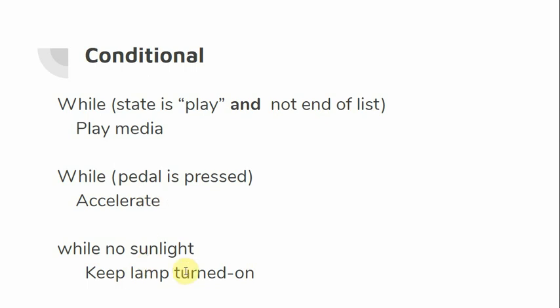Another example could be a lamp which has a sensor which detects sunlight. If there is sunlight, it keeps the lamp off, and as soon as the sunlight is gone, it detects that there is no sunlight anymore, it will turn on the lamp, and it will keep the lamp on until the sunlight appears.